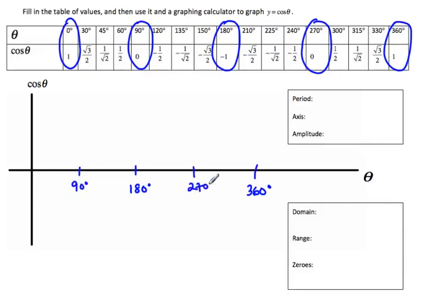So now we want to start from 1 and come down to 0. We're going to graph this point down to 90, 0, 180, negative 1, 270, 0, and 360, 1. Again, we're going to try and draw a smooth curve through these points.